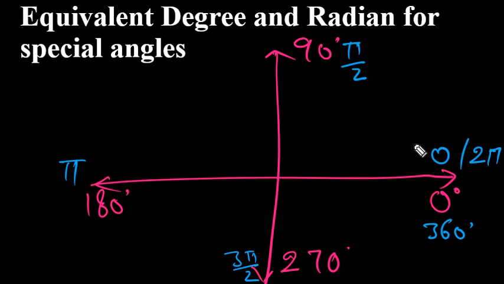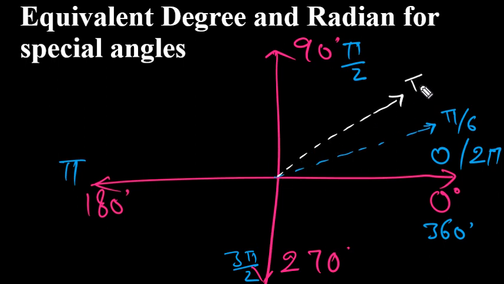So you get an idea, like if I say pi over 6, then you should know where pi over 6 is. Pi over 6 will be in between 0 and pi over 2, right? Similarly, if I say pi over 4, then also I should know that it is between 0 and pi by 2, right? So at least remember these basics: 0, pi by 2, pi, and 3 pi by 2.